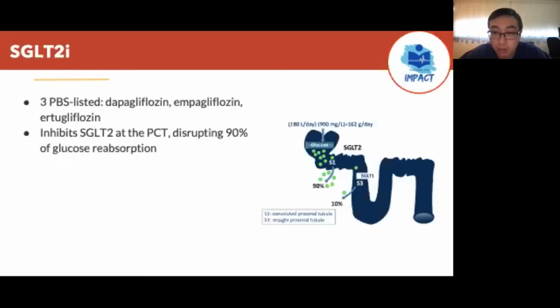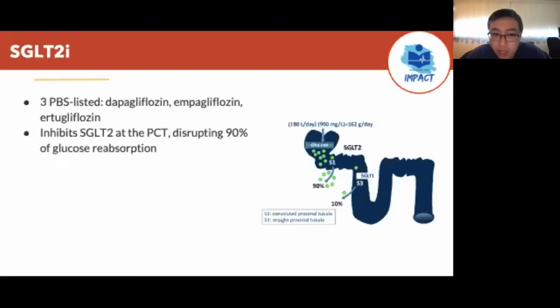So the proximal tubule is divided into 3 segments: S1, S2, S3. 90% of the glucose reabsorption occurs at the S1 segment, also called the proximal convoluted tubule, through the Sglt2 transporter. And the remaining 10% occurs at the S3 segment of the proximal tubule, or the straight proximal tubule, through the Sglt1 transporter.